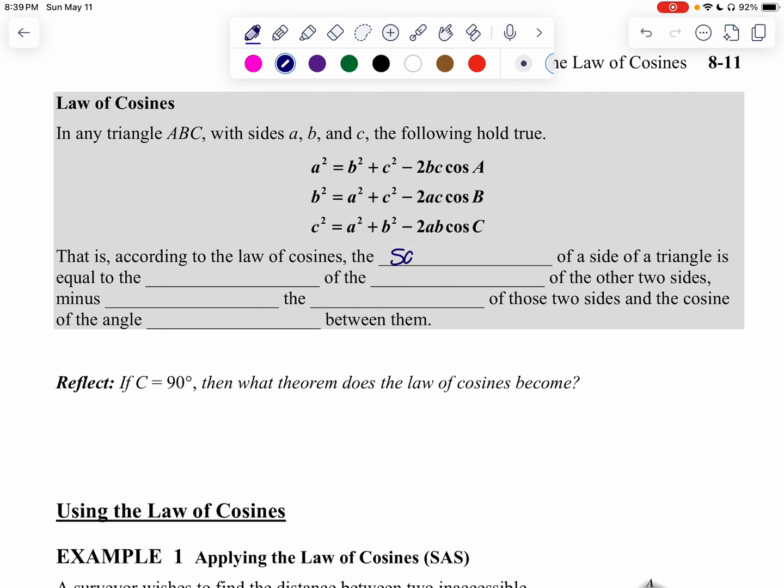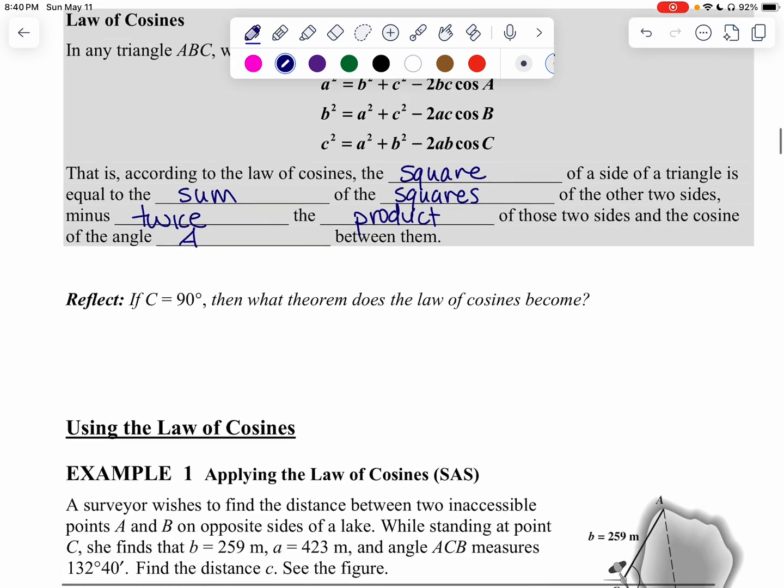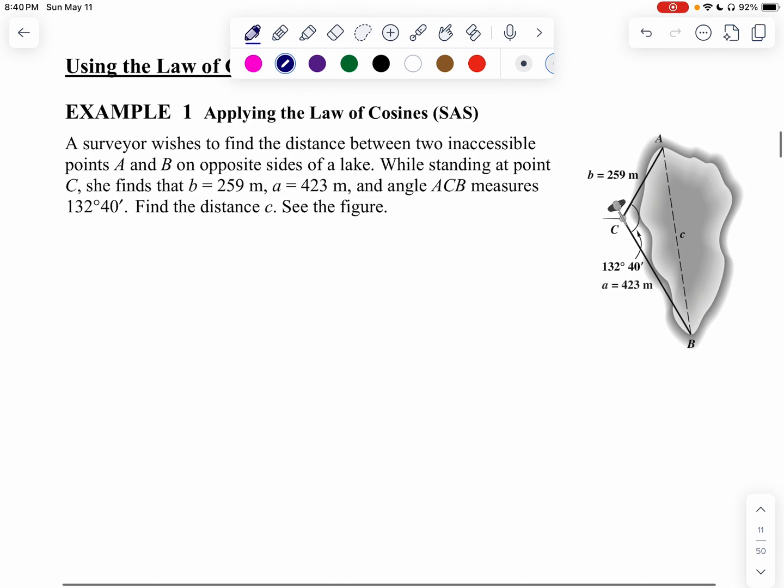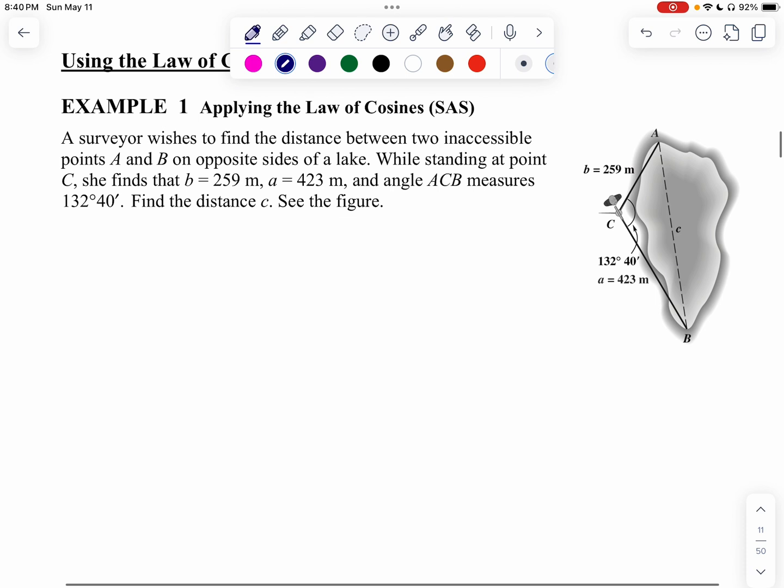So the square of a side of a triangle is equal to the sum of the squares of the other two sides, minus twice the product of those sides and the cosine of the angle A between them. Okay. So if we take a look at this, this allows us to use more than just the law of sines to find missing sides, but also the law of cosines. And this is an extension of the Pythagorean theorem.